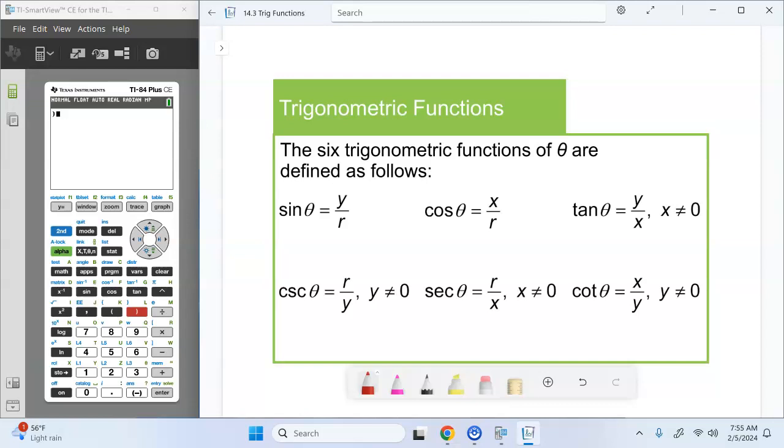When you first learned about trigonometry, you learned about the functions sine, cosine, and tangent. Okay? It's my favorite stuff.